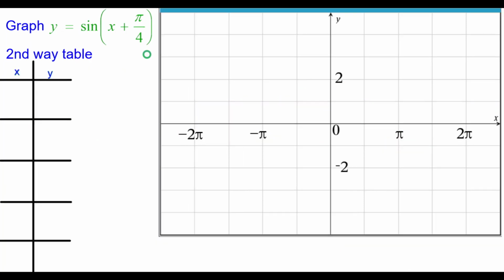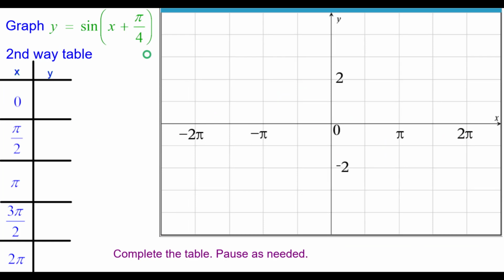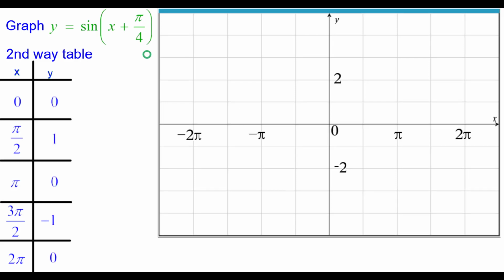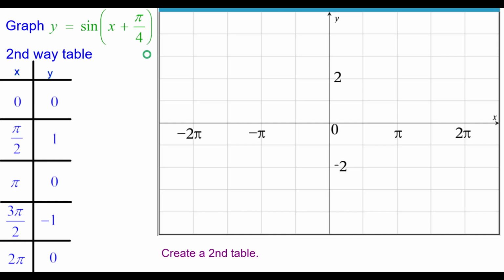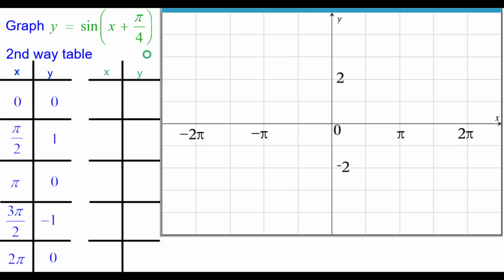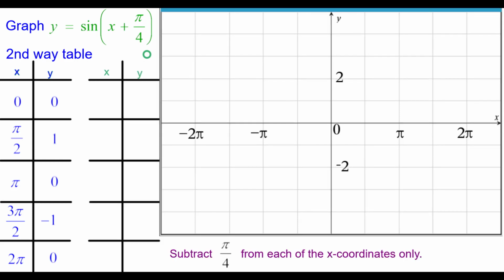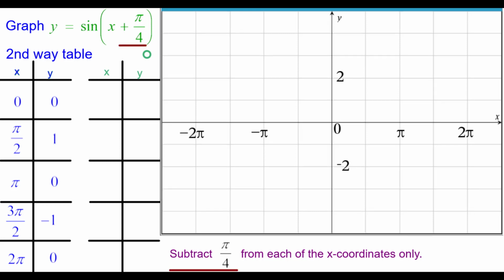The second way is with a table. These are our axes values. Go ahead and complete the table. Pause to do so. Those are the values. We need to create a second table for the green equation. We're going to need to subtract pi over 4 from each of the x coordinates. And that's the only thing we're doing. The y coordinates are not affected at all.